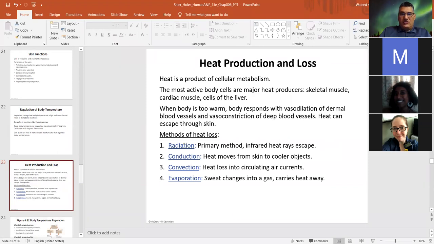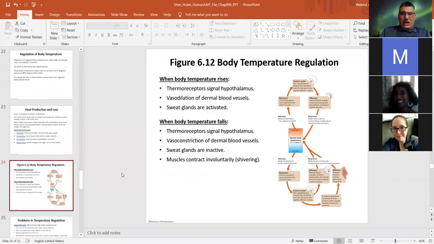You lose heat by radiation, and this is the primary way. Conduction, I mentioned that before, that it moves up. Convection is when it is circulating in the air, and evaporation is when you sweat and then it evaporates and becomes a gas. I talked about this before in homeostasis, so I'm not going to spend much time here.